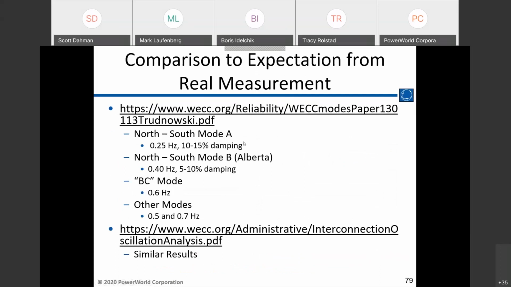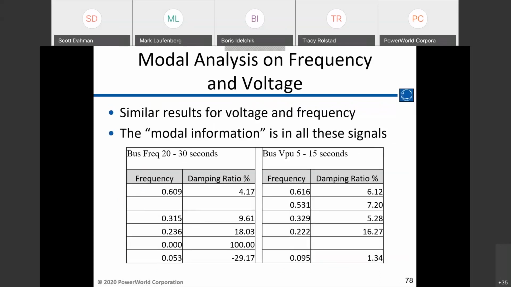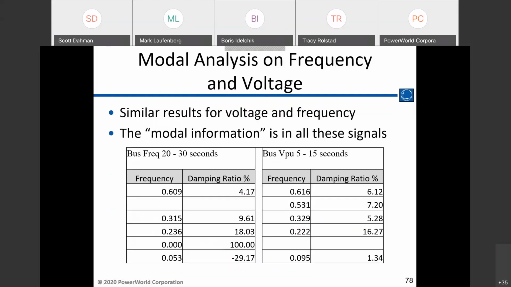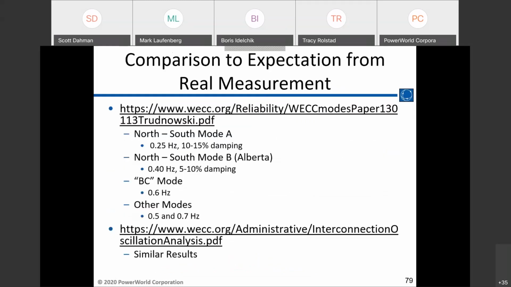There's a north-south mode B, which is with Alberta. That's about 0.4 hertz. I think that's really this 0.33 hertz value in this example. And then there's a mode that is with BC Hydro that's about 0.6 hertz, and that's also showing up. And you'll get similar results if you look at any of these links.